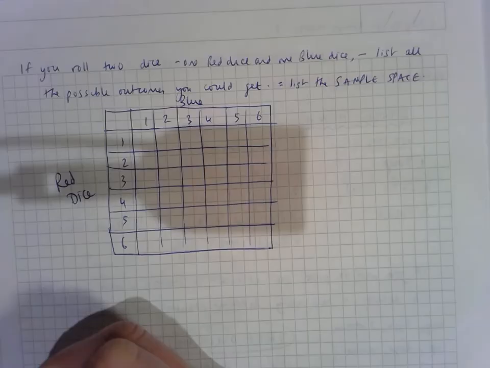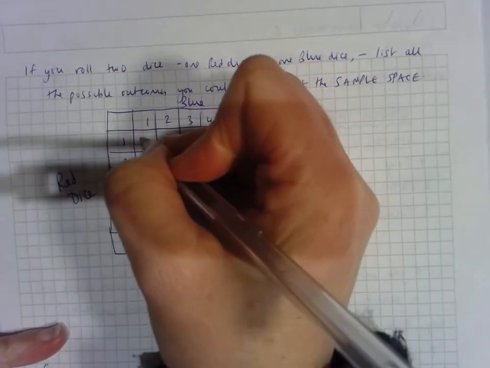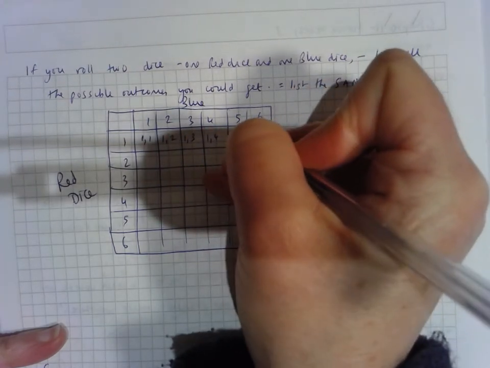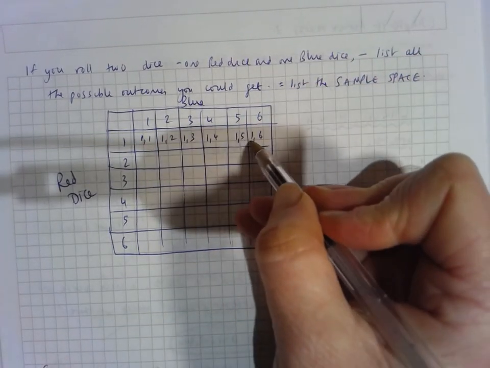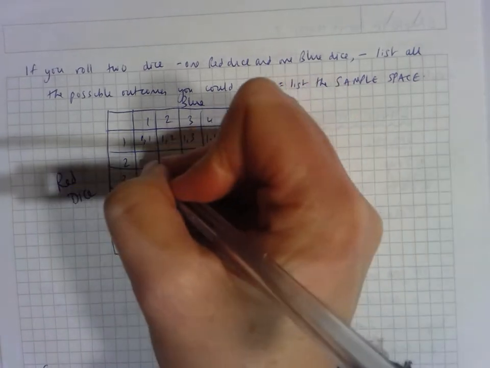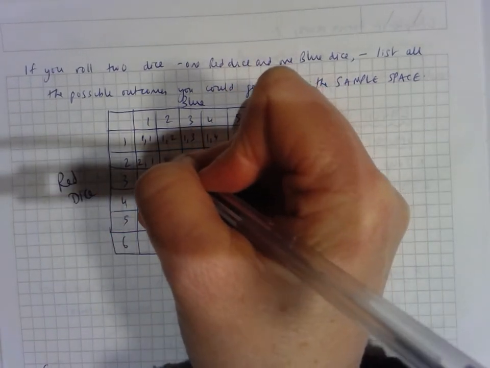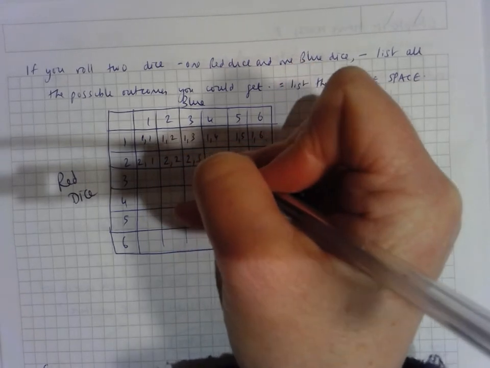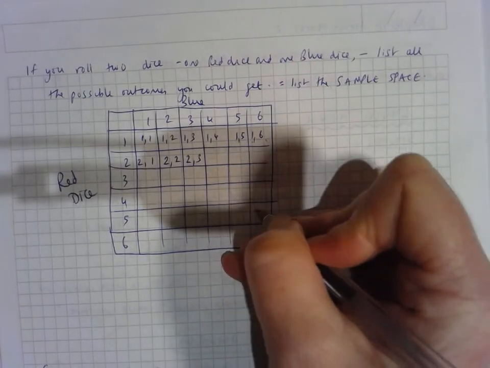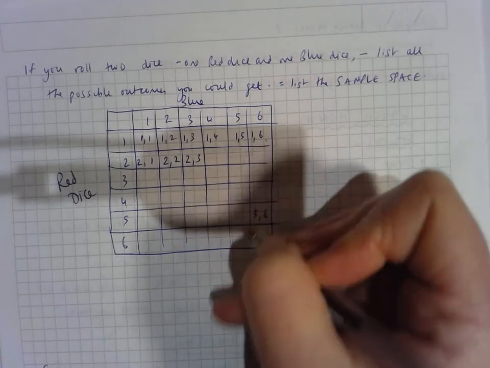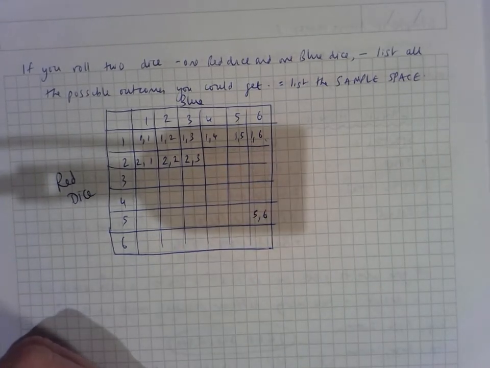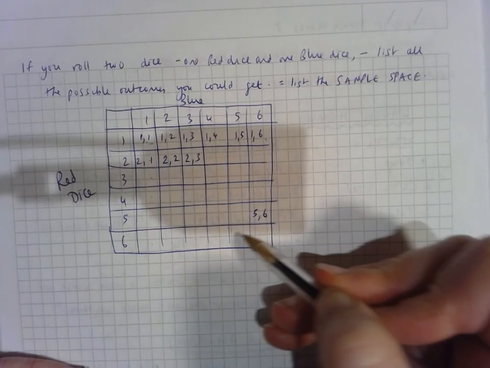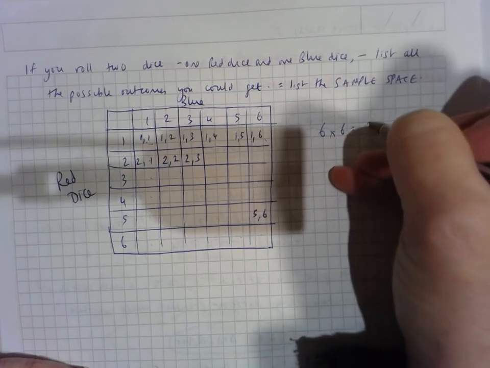So here my outcomes would be a 1 and a 1, a 1 and a 2, a 1 and a 3, 1 and a 4, 1 and a 5, 1 and a 6. That means I got 1 on the red dice and 6 on the blue dice. A 2 on the red, a 1 on the blue, a 2 on the red, a 2 on the blue, a 2 on the red, a 3 on the blue, and so on. So for instance, if I had a 5, 6 here, it means 5 on the red dice, 6 on the blue dice. And as you can see, there'll be 6 times 6, 36 possible outcomes.